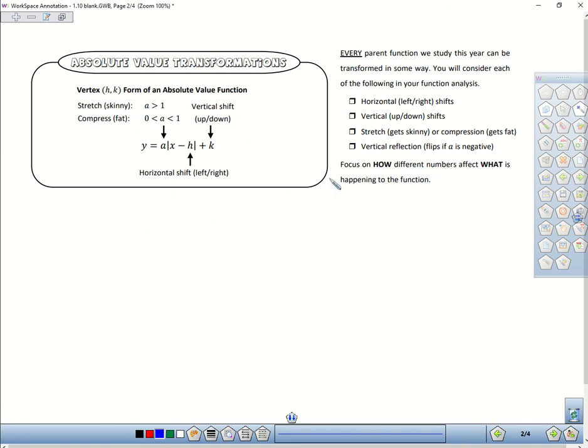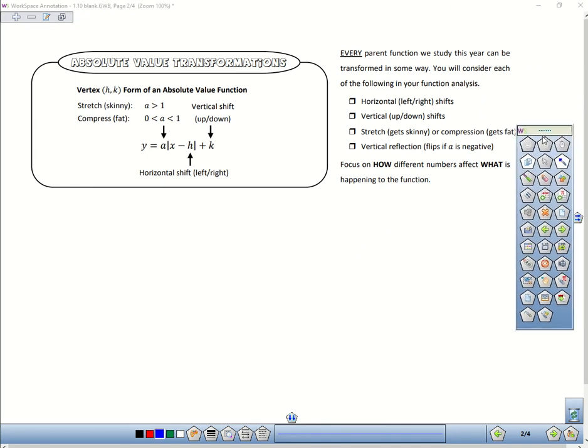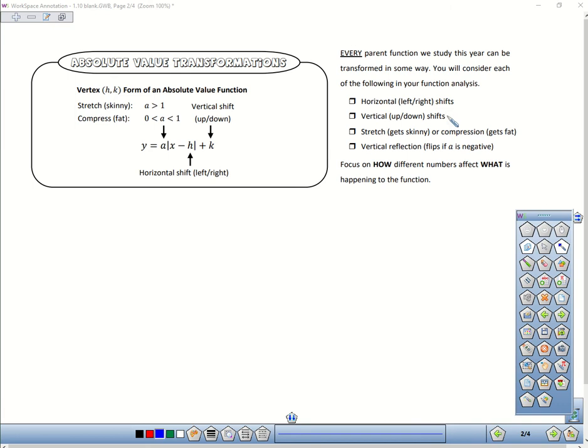So now we're going to talk about transformations of absolute value functions. Every parent function we talk about can always be transformed in some way. And we consider the following types of transformations. So we have horizontal shifts, vertical shifts, stretching, and compressing. And then we have vertical reflection, which is basically flipping this way.